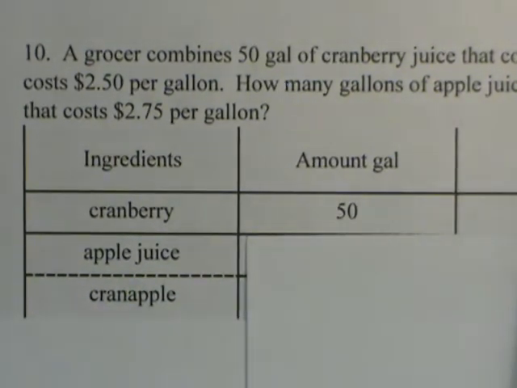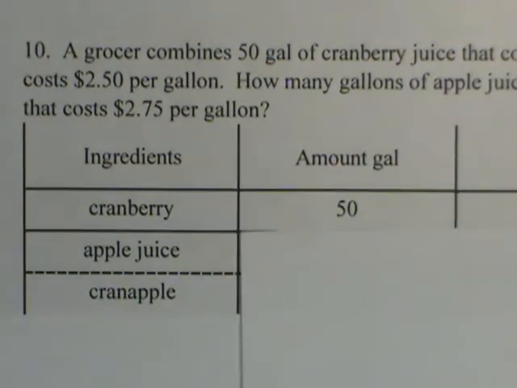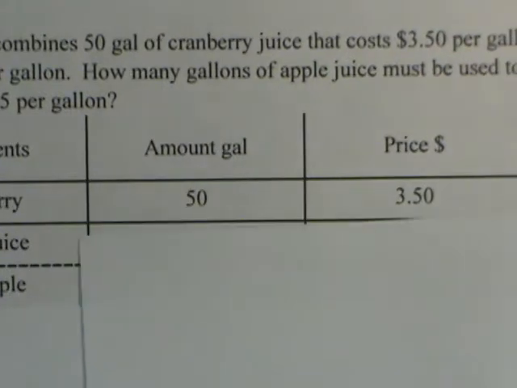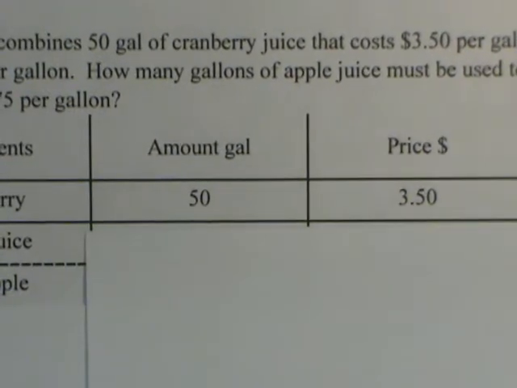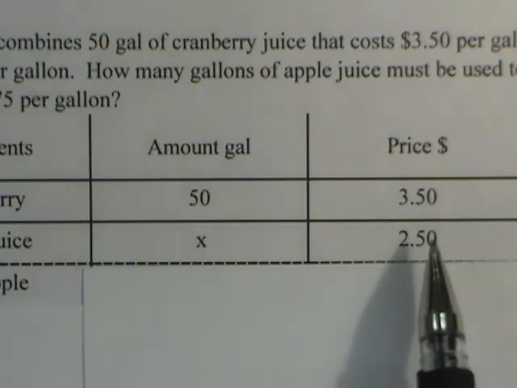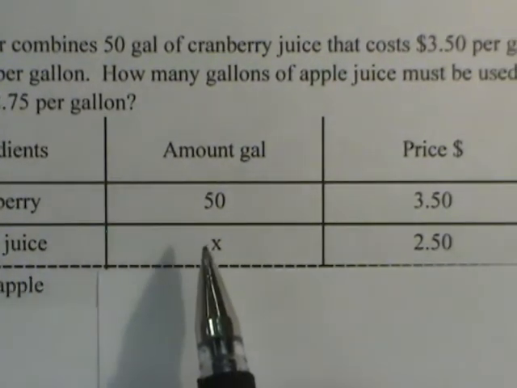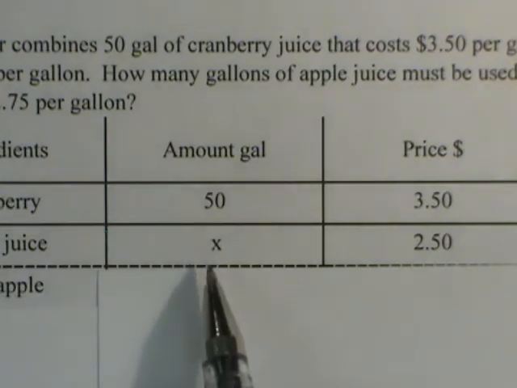And it also gives me a price. It tells me that the cranberry juice is going to sell for $3.50 per gallon, so I put a price there of $3.50. As I read on, it tells me that I'm going to combine this with some apple juice that sells for $2.50 a gallon. So I could place my $2.50 here for the apple juice. And I don't know how much apple juice is going to be measured into this mixture, so I put my variable there. I call that X.